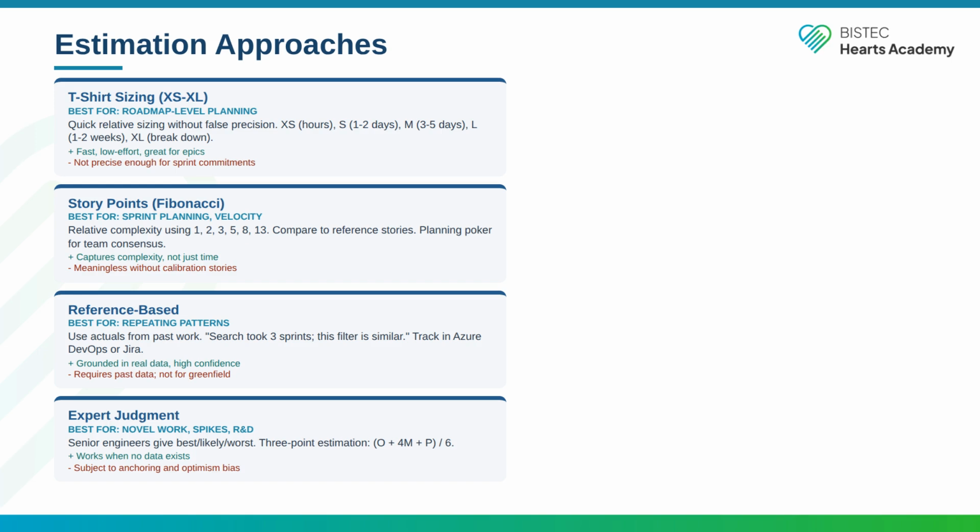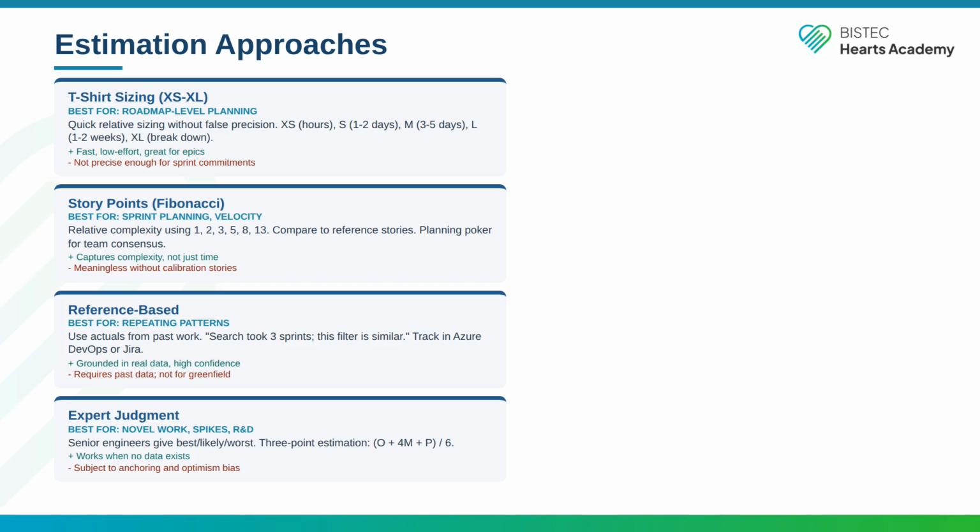Reference-based estimation uses actual data from past work. The search feature took 3 sprints. This filter feature is similar in scope. Use your history from Azure DevOps or Jira. This is the most accurate approach when you have the data, but it does not work for greenfield projects where nothing comparable exists. Expert judgment with 3-point estimation.